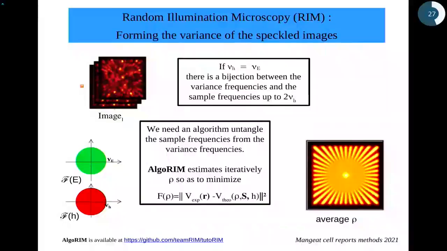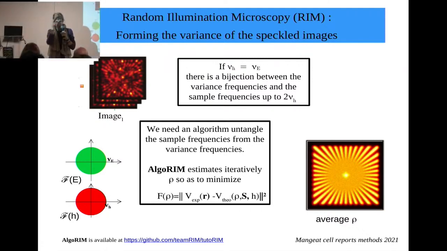So, indeed, there is a bijection between the variance of the image and the sample up to nu h to 2 nu h. But, of course, it's not a one-to-one correspondence, very simple. It's not one frequency of the variance which is equivalent to the frequency at the same place for the object. So you need to untangle. It's a one-to-one correspondence that is not simple. So we need an algorithm to recover the sample frequency from the variance frequencies. It's a bijection, but it's not a trivial bijection.